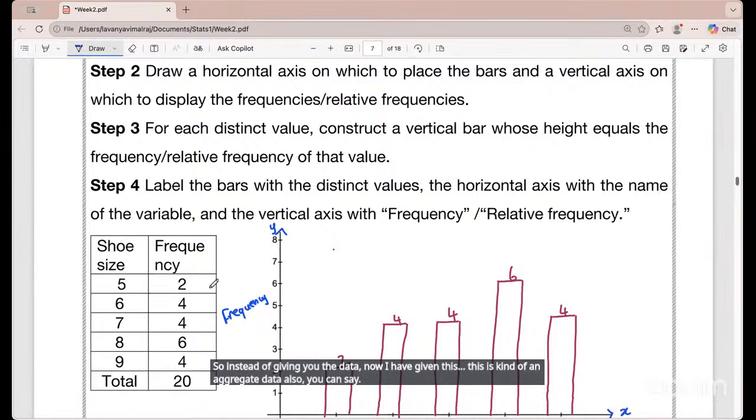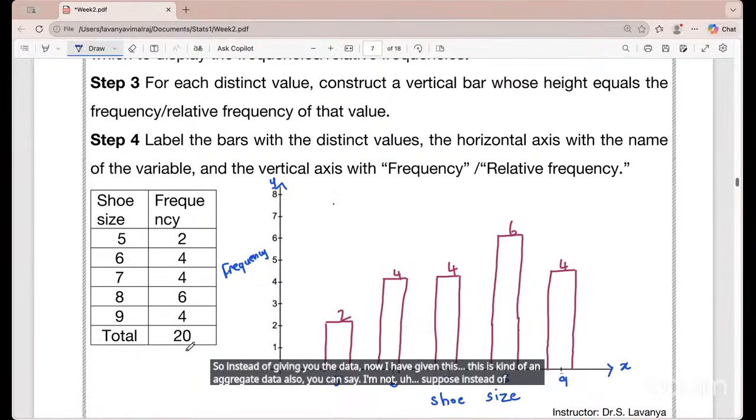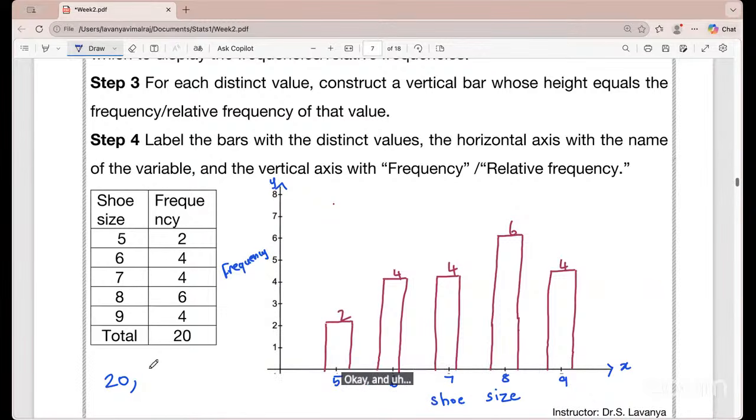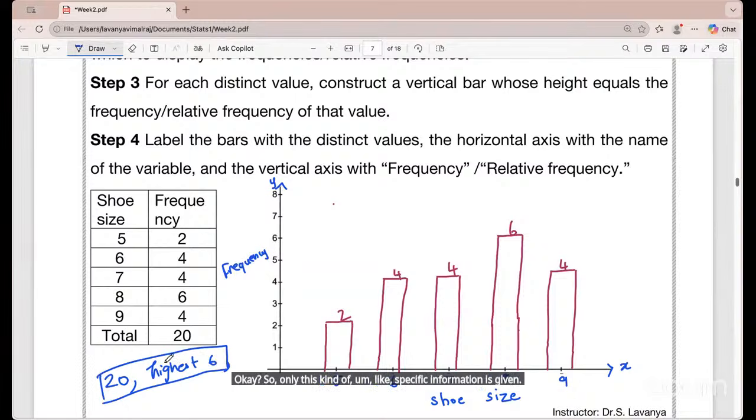Suppose instead of giving this 5, 6, 7, 8 and how many times each is appearing, I'm saying that there are totally 20, and the highest frequency is 6. So only this kind of specific information is given. A kind of summary is given, but not the original data. So this kind of data is usually called aggregate data.